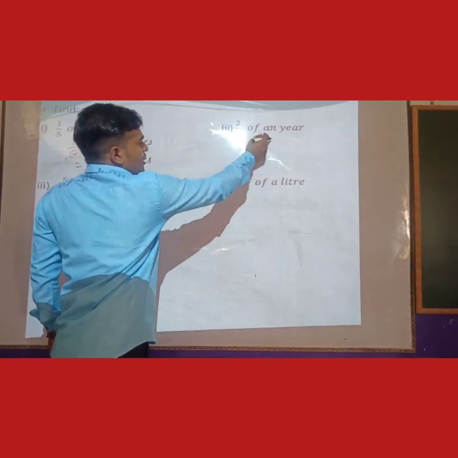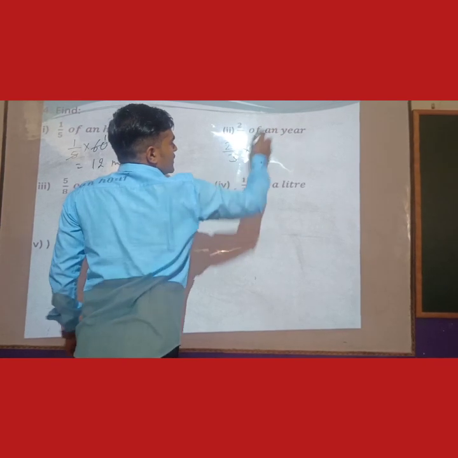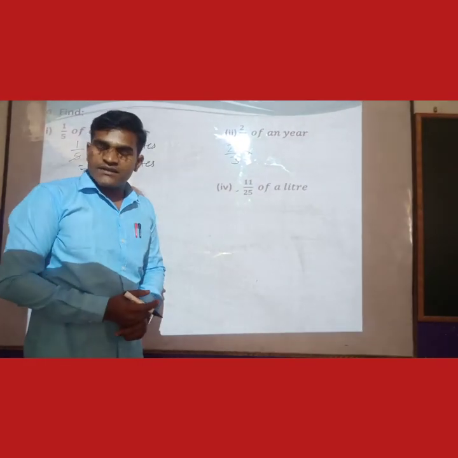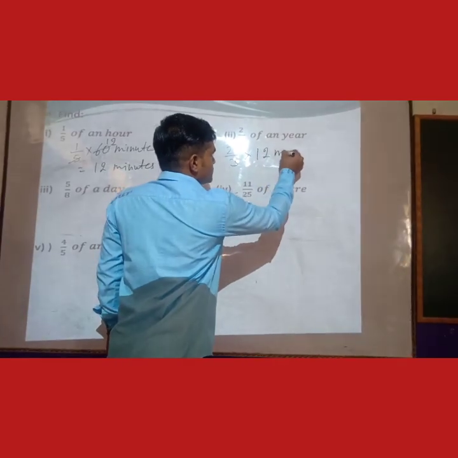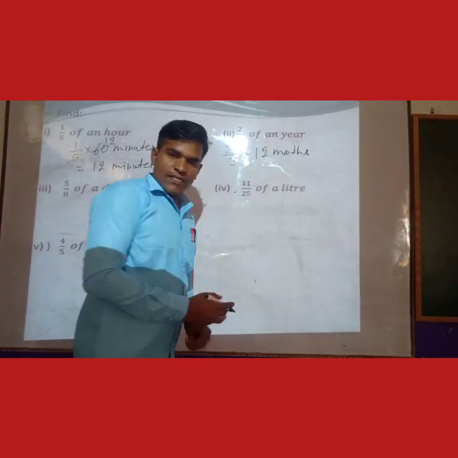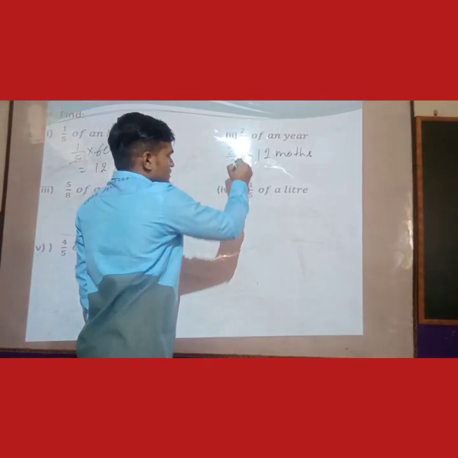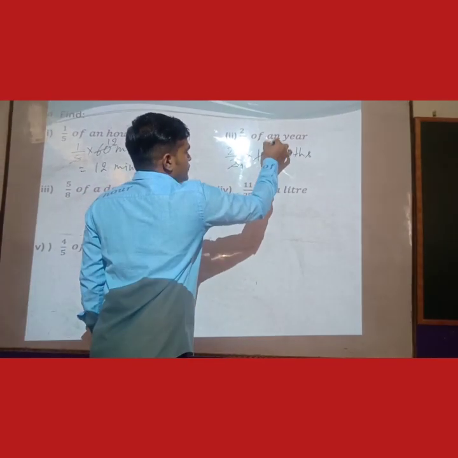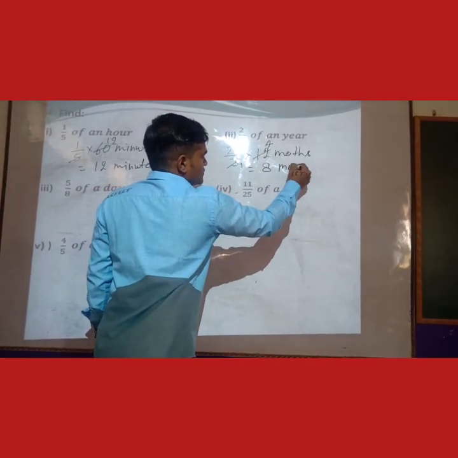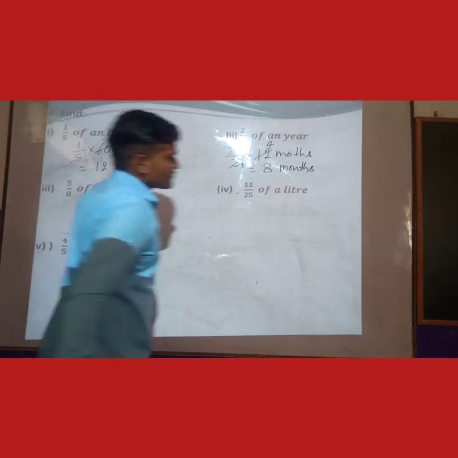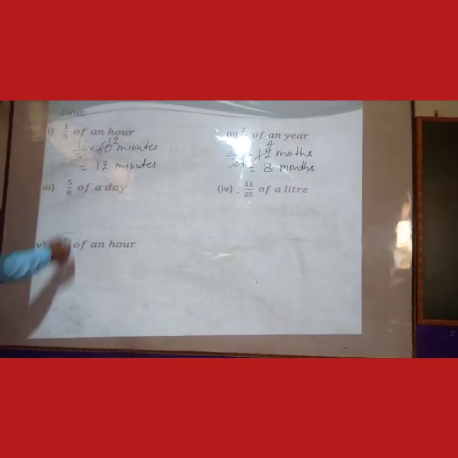Second, 2 upon 3 of an year. So 2 upon 3 multiplied by of an year. So how many months in a year? There are 12 months. So multiplied by 12 months. 12 is divisible by 3. Yes. So 3 1 is 3. 3 4 is 12. So what we get? 2 4 is 8. 8 months.